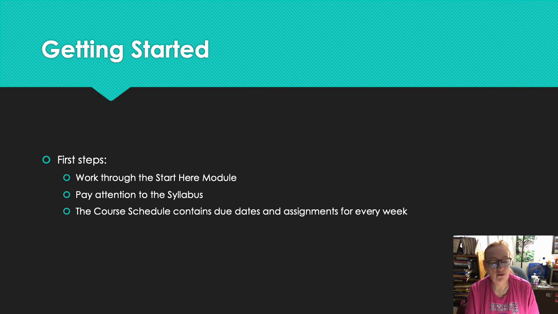So work through all the different pieces of the Start Here module before you move on to the first module of week 1, which is the writing process. So work all the way through this. Pay attention to the syllabus. There is a syllabus in this course. I know there's a lot of stuff in the syllabus. I know all that, those policies and stuff. But you're responsible. When you take this course, you're saying, okay, I'm going to do the stuff that's on the syllabus. So you need to know what is on there.